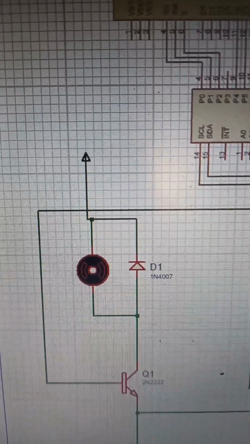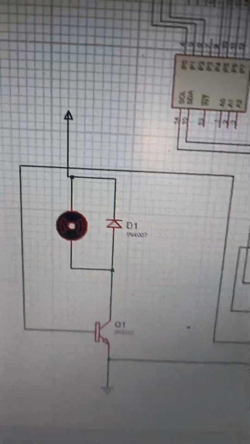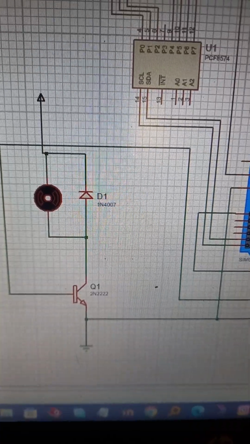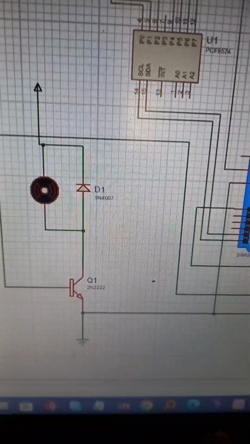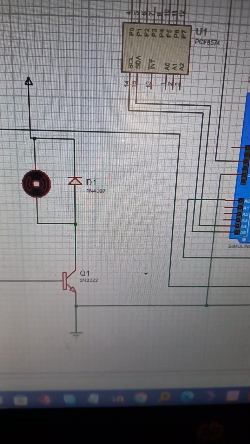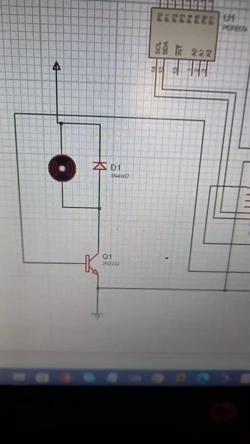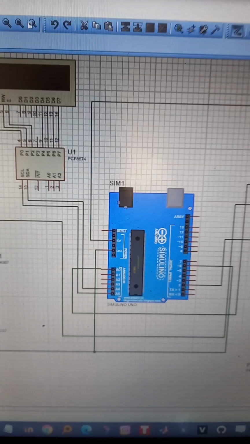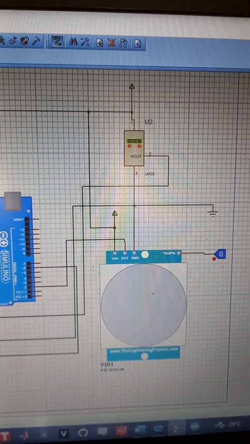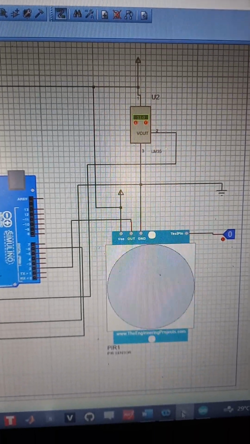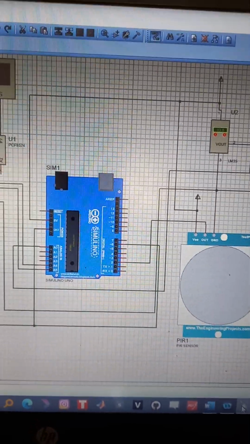Then we are connecting it to the diode. Then the collector terminal of the transistor is connected to the negative terminal of the motor. Then the base goes to the Arduino Uno. Then the emitter is grounded. This is the Arduino Uno board. Then we have our LM35 temperature sensor and passive infrared sensor here. So this is the Proteus circuit.